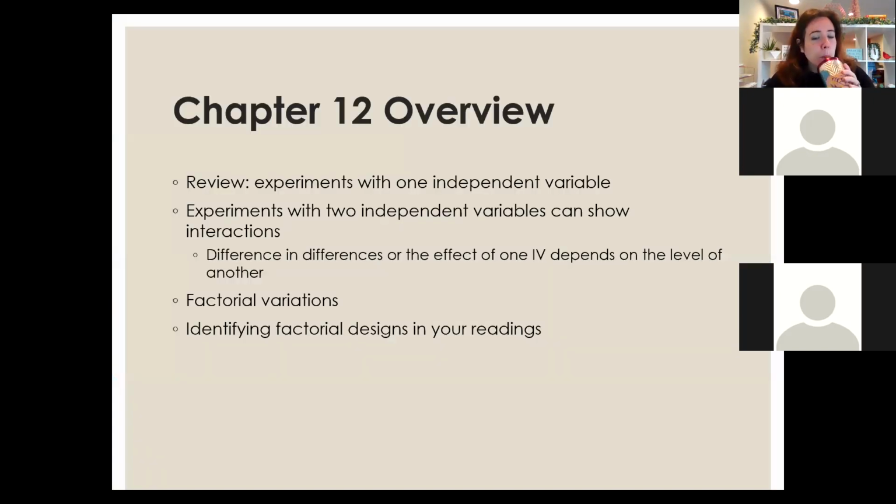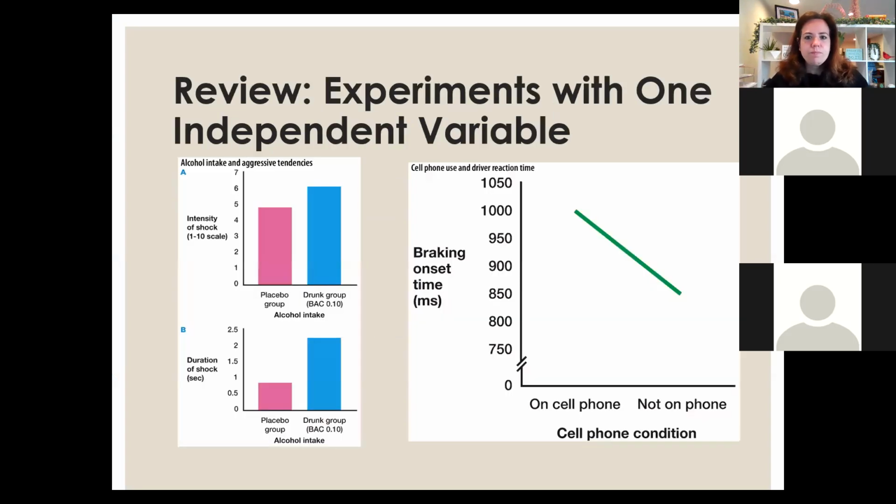All right, so we're going to start with a quick review as to what is an experiment with an independent variable when there's only one. And then we'll talk about the difference when there are multiple independent variables. We'll talk about factorial variations. We'll kind of just touch on it. And then we'll try to figure out when you can identify factorial designs when you're reading specific empirical research.